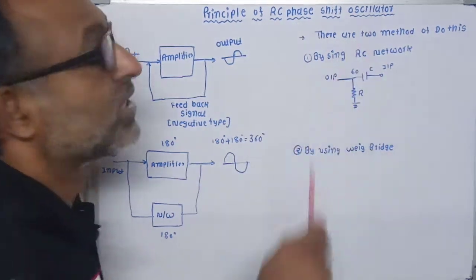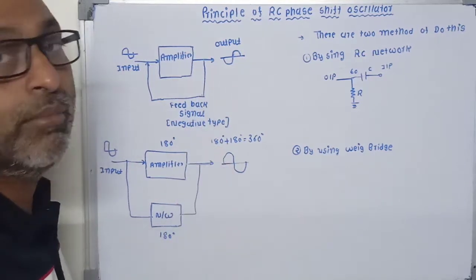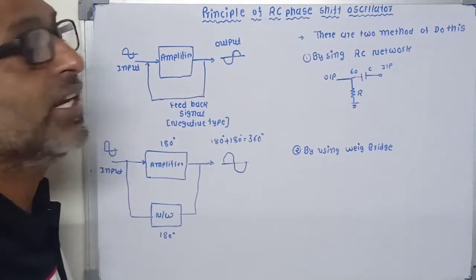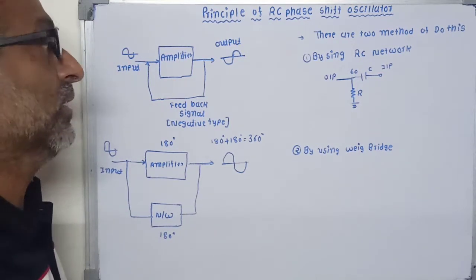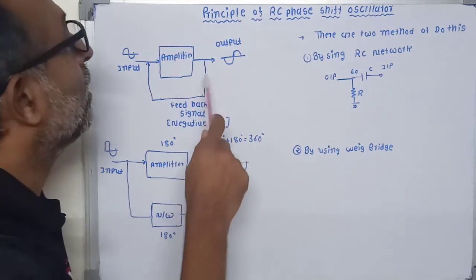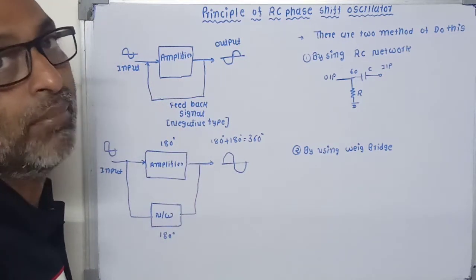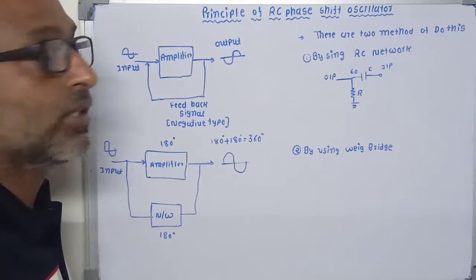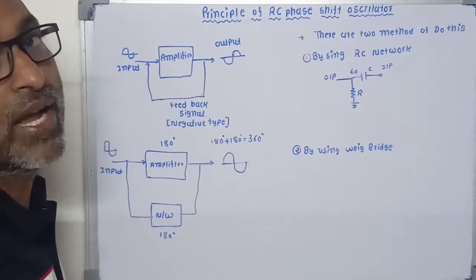Principle of RC phase shift oscillator. We saw that the common emitter amplifier can produce a 180-degree phase shift between its input signal and the output signal. Now, if we take some signal from the output and give it to the input of the amplifier, it becomes negative feedback. But the oscillator requires a positive feedback signal.